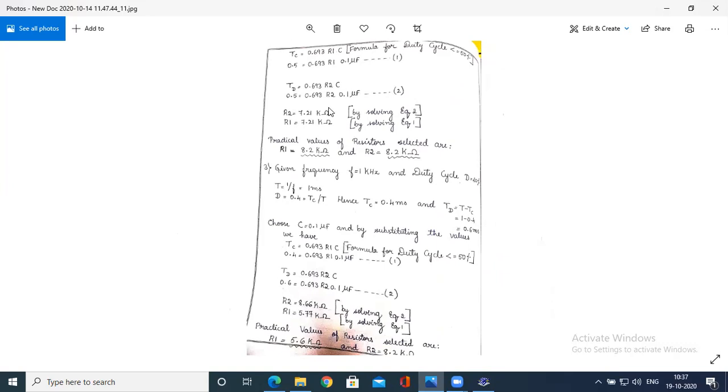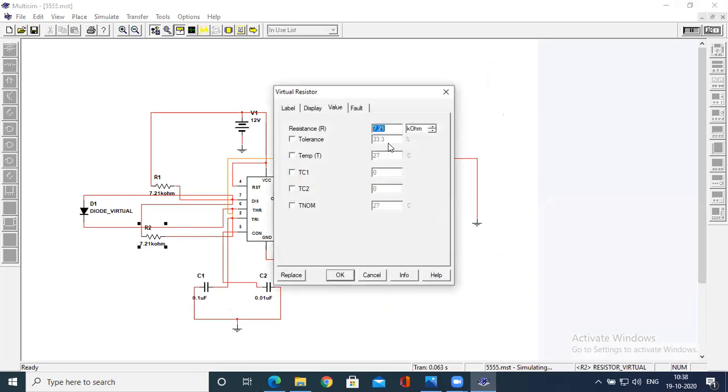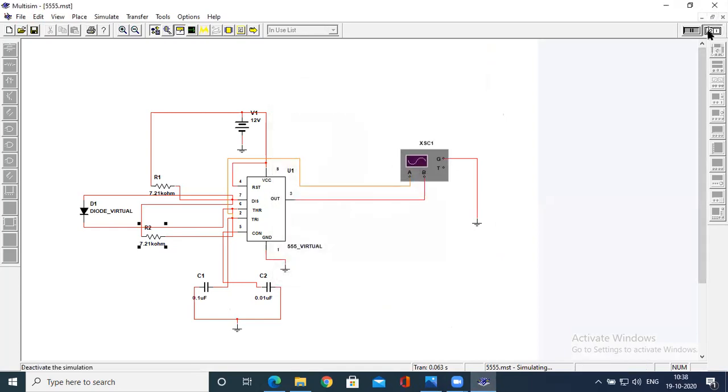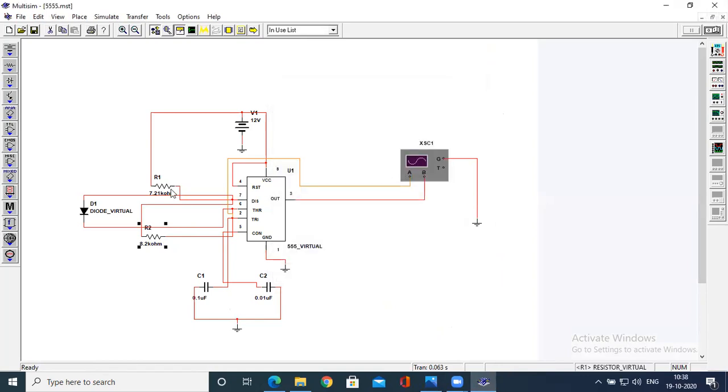Similarly, see here, the mistake all of you made: we took 7.21, 7.21, but practically we have only 8.2 and 8.2 kilo ohm. So I'll just modify this into 8.2 kilo ohm, and then you'll see quite a difference. Before that, we have to turn off the simulation. 8.2 kilo ohm for a 50% duty cycle, because practical values are not available for that 7.22.